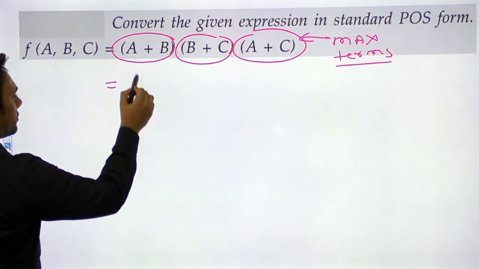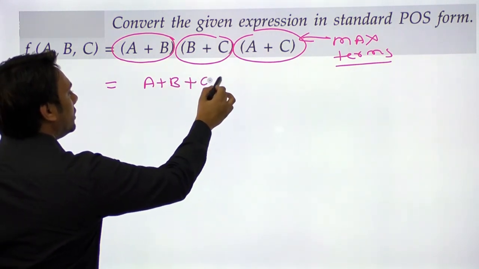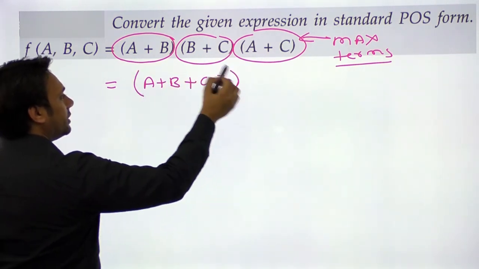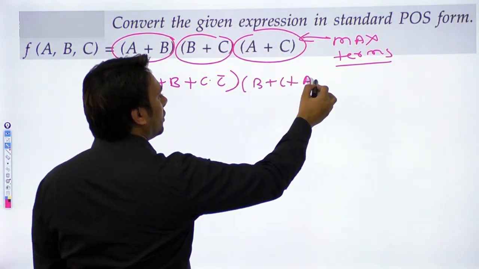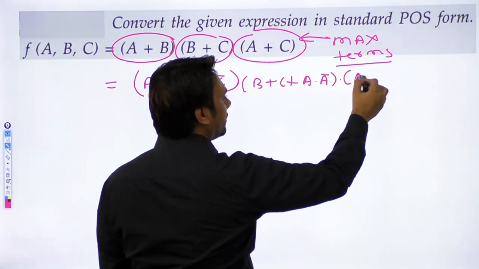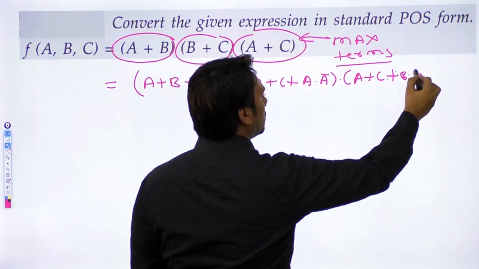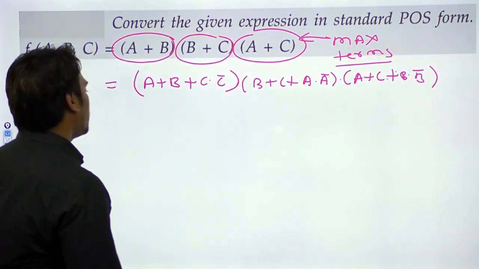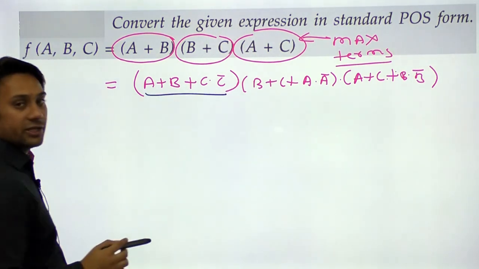So how can I convert these max terms to the canonical form? Kaise convert kar sakte hain? So I can take a, b, and what is missing here? So I can write c dot c complement. Here we have b plus c. What is missing here? a dot a complement, right? Here we have a plus c. What is missing here? b dot b complement, right? And then you can apply the distributive law. Aap yahan par distributivity property ko follow kar sakte hain. You can apply the distributive law here.